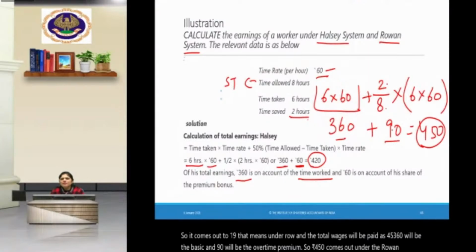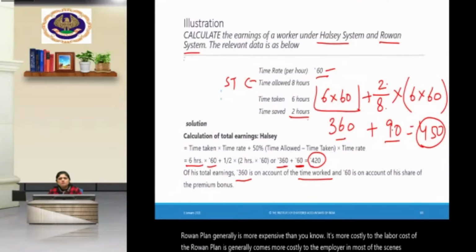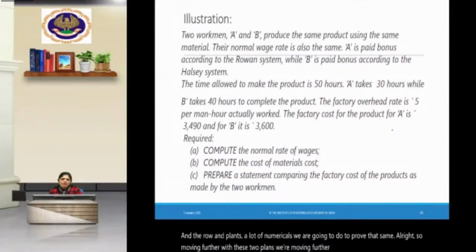The Rowan plan generally is more costly. The labor cost under the Rowan plan generally comes out more costly to the employer in most scenarios, but we should always do a comparative study between the Halsey and the Rowan plans. A lot of numericals we are going to do to prove the same. All right. So moving further with these two plans. We have one more numerical. Just take a note of this question.